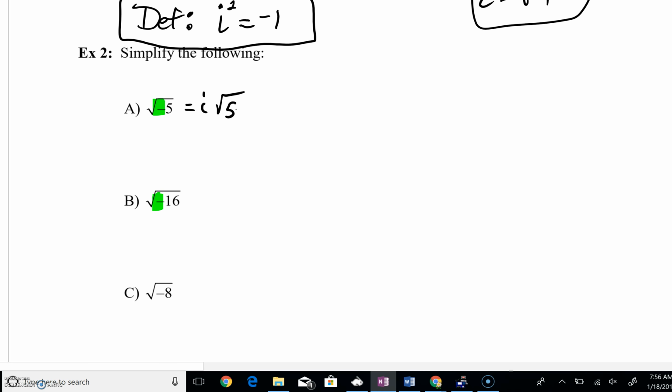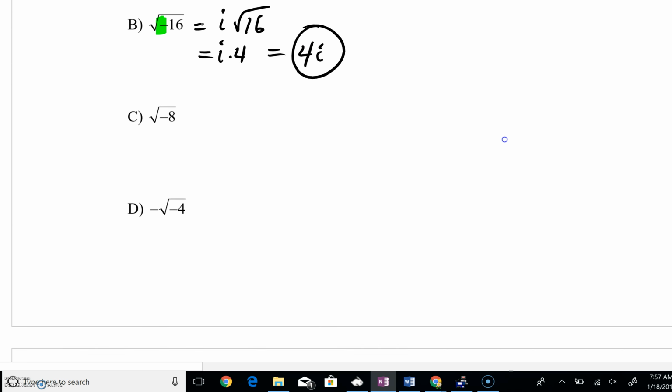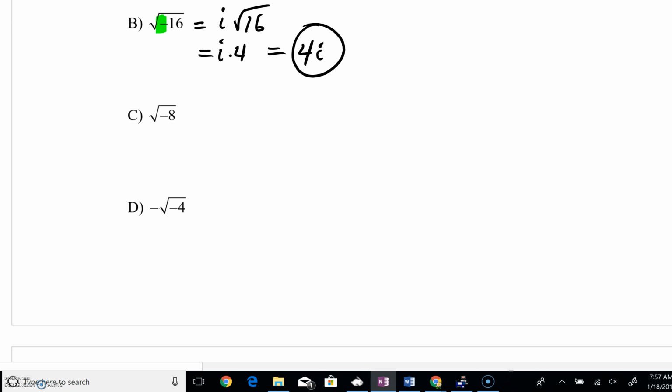Now, can I reduce the square root of 5? No, 5's prime. We're done. That's all you do. You go to B. You'd say, well, I've got a negative inside. Guess what you do? You take out an i. And then you ask yourself, well, can I break down the square root of 16? Yeah, the square root of 16 is 4. You don't even need to do a division tree. You could just say, well, this is i times 4. You know how we're really going to write it is 4i. You're done, right?